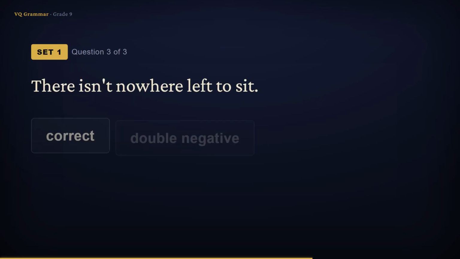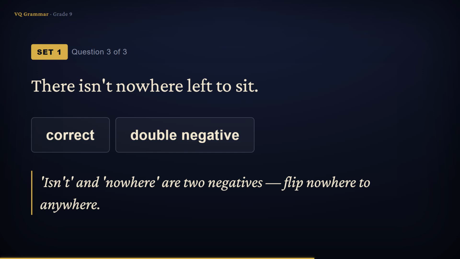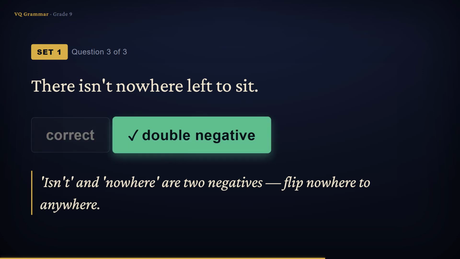There isn't nowhere left to sit. Here we've got isn't, and then nowhere. Two negatives fighting over the same idea. That's a double negative. The fix is, isn't anywhere left to sit. So this one is wrong too.